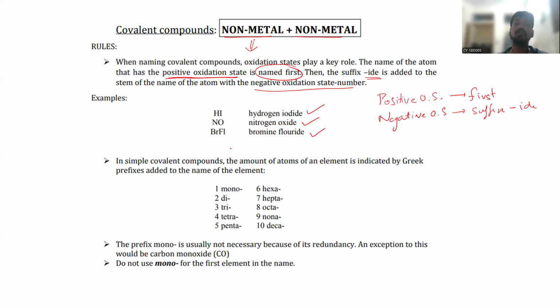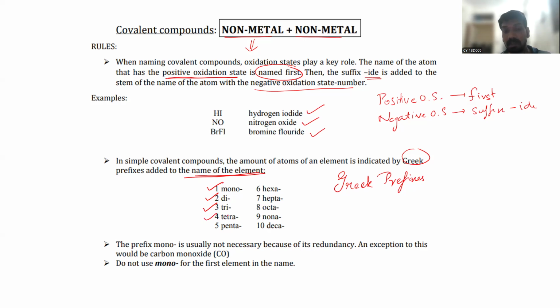Now, what are the things for the elements? If the number of atoms is given, we use Greek prefixes to add to the name of the element. So this is mono, di, tri, tetra.